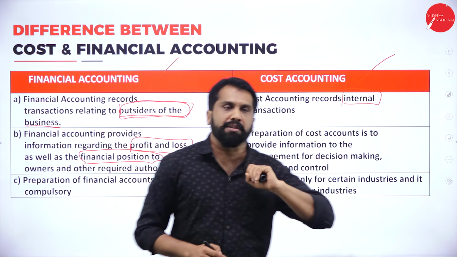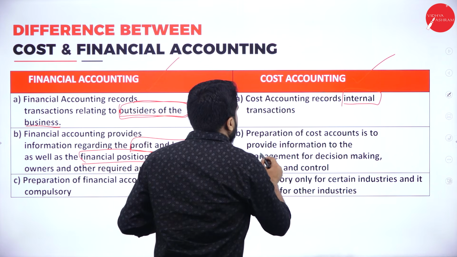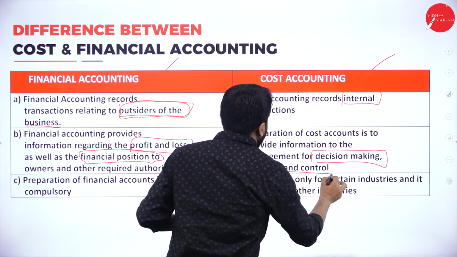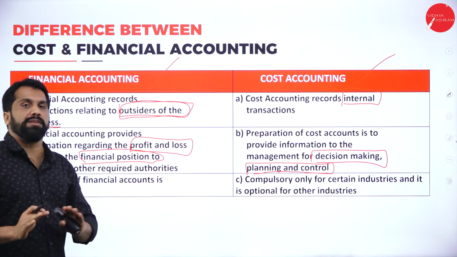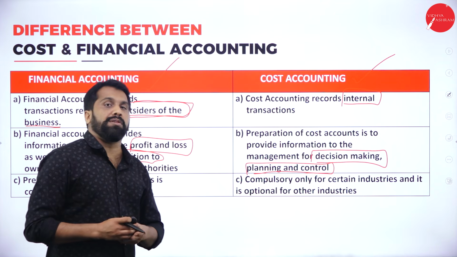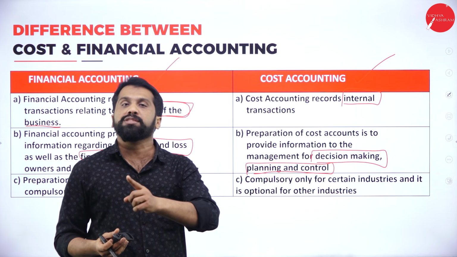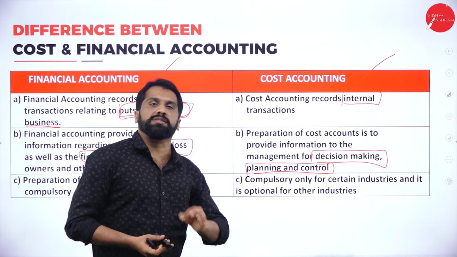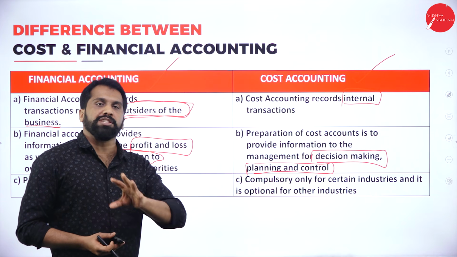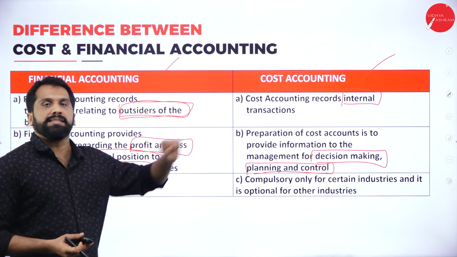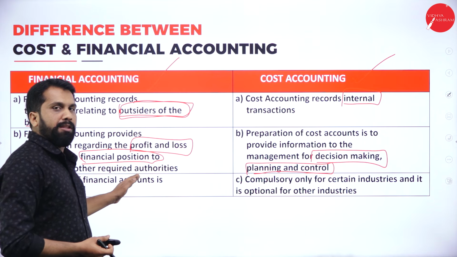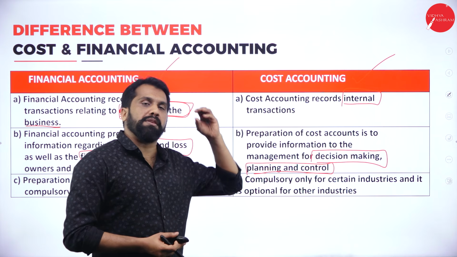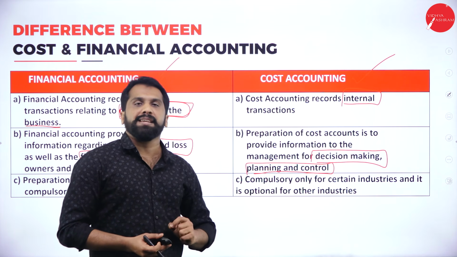But cost accounting provides information to the management for decision making, planning and control. It will not tell you whether you are in profit or loss. It will tell you how to take decisions, what decisions you can take, how you can plan, how you can control. Those kinds of information your cost accounting will give. Just remember: it is internal, it is external. P&L and financial position. In this, cost control, planning and decision making. If you remember this point, it is easy to write in your examination.